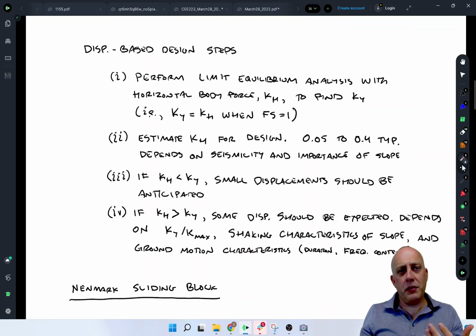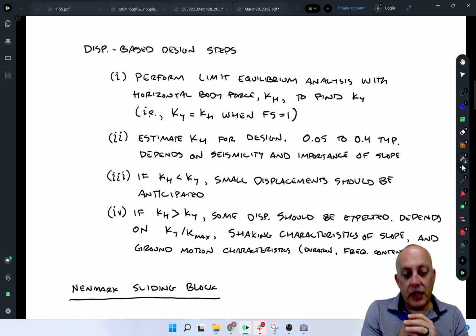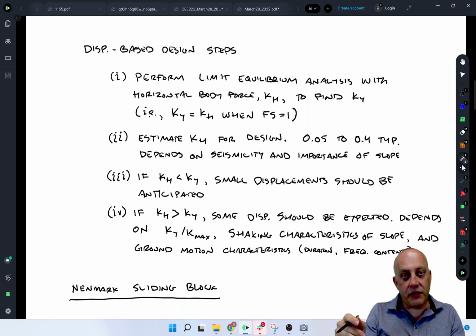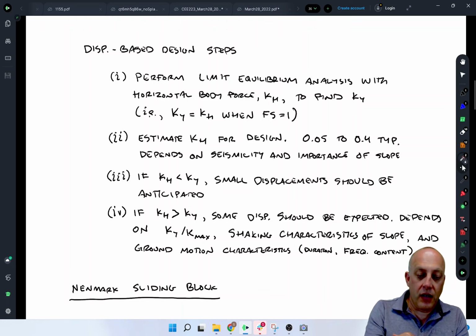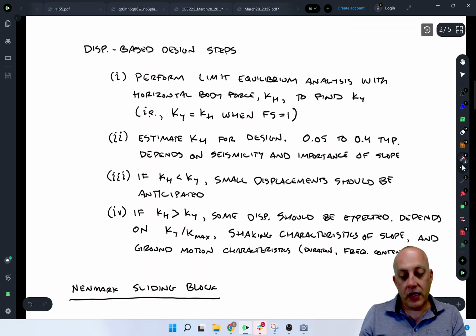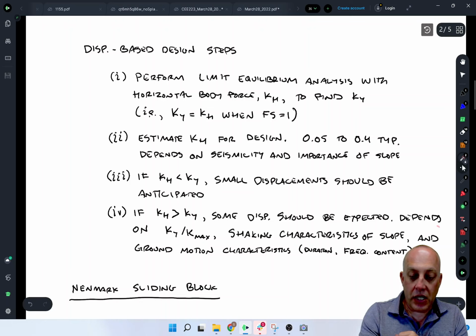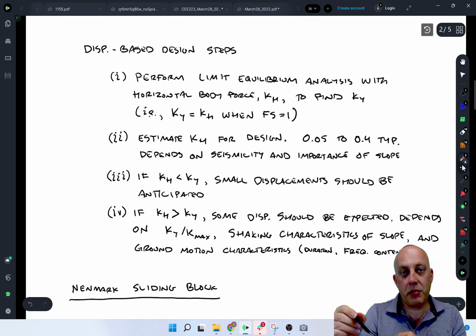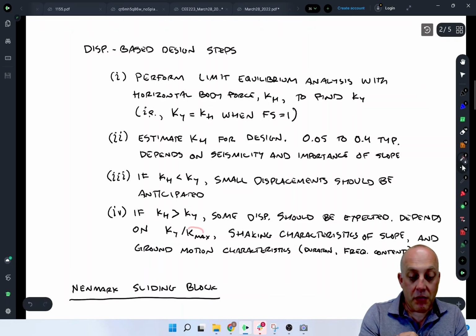And you might be thinking, why would we not just expect no displacement in that case? Well, the reason is that limit equilibrium assumes the soil is rigid and then perfectly plastic. In reality, soil has some kind of nonlinear deformation behavior, right? So it's possible to get some deformations before you reach a failure condition. Typically, kh will be greater than ky, and in that case, some displacement should be expected. And the displacement depends on a few things, like how big is ky over kmax, right? If that becomes a small number, that means kmax is now your maximum demand. ky is the yield acceleration. If this number is small, it means that the demand is significantly higher than the capacity.